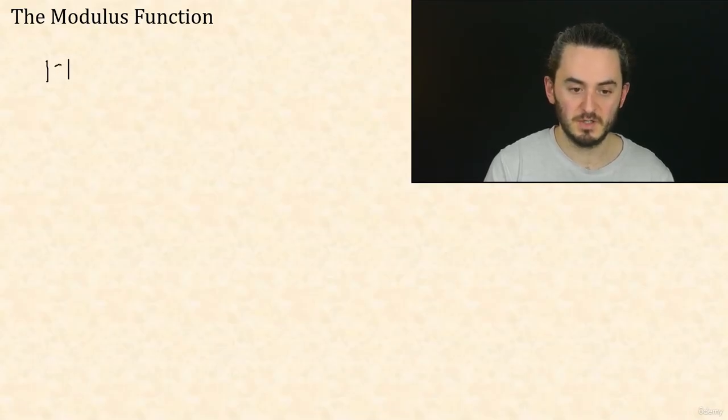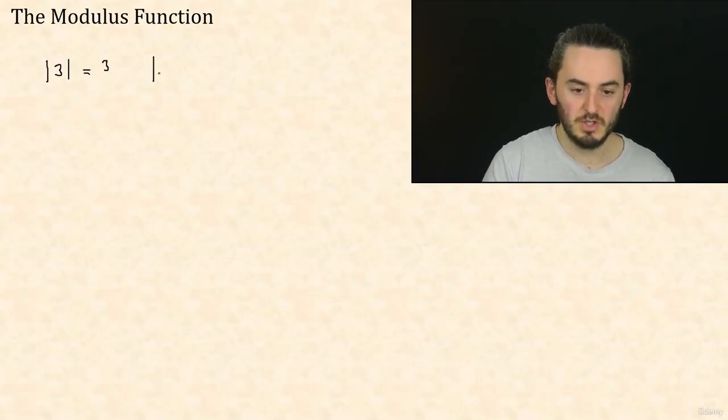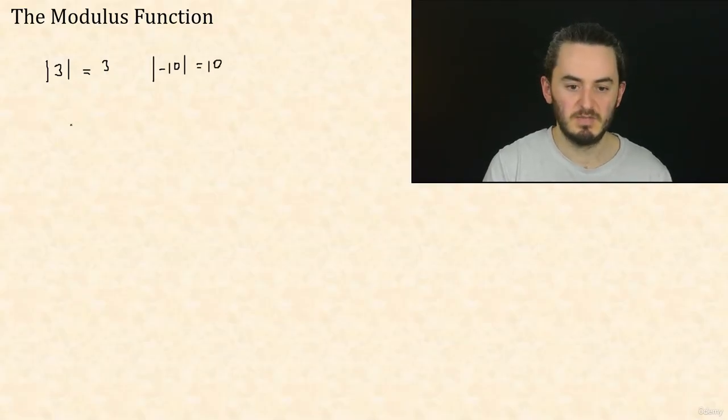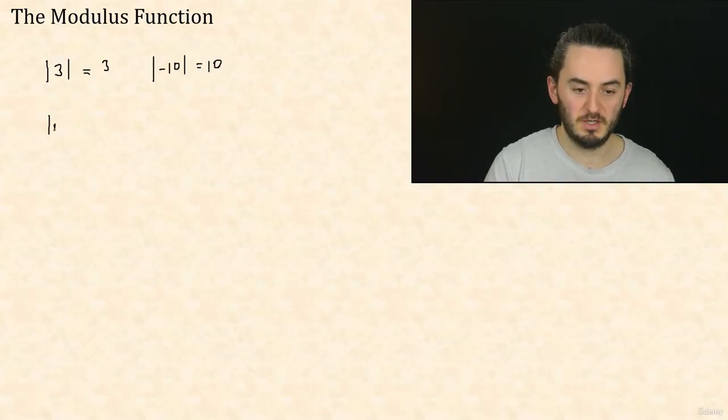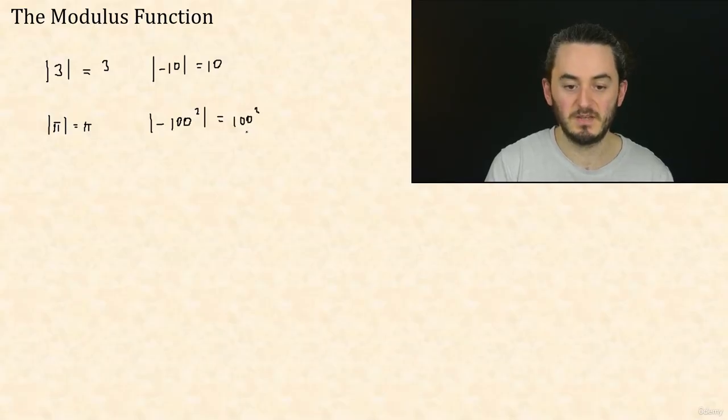So the modulus of 3, for example, is, well, 3 is already positive, so that's just 3. The modulus of minus 10, well, all it does is make that positive, so that's 10, and so on. The modulus of pi, well, pi is positive, so that's just pi. Modulus of minus 100 squared, well, it's negative, so it just makes it positive, so 100 squared. That's all the mod function is.